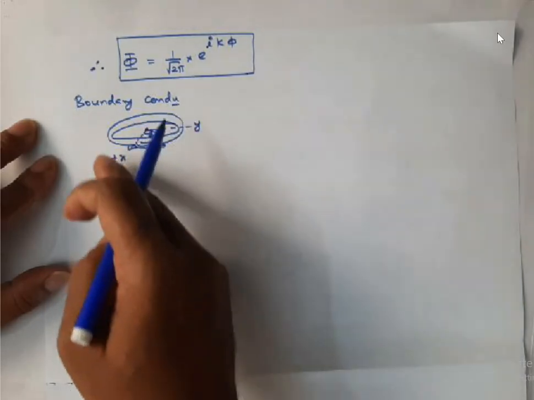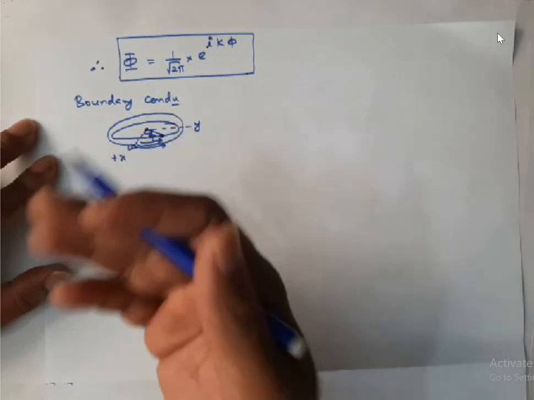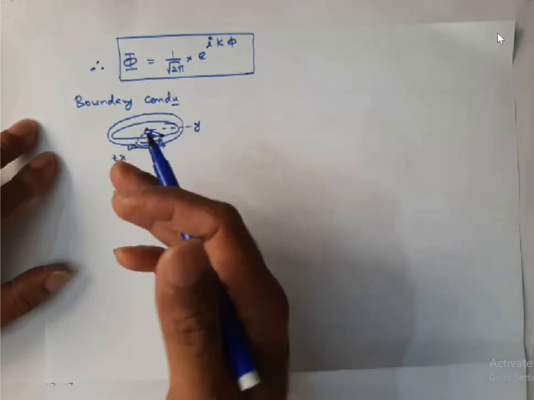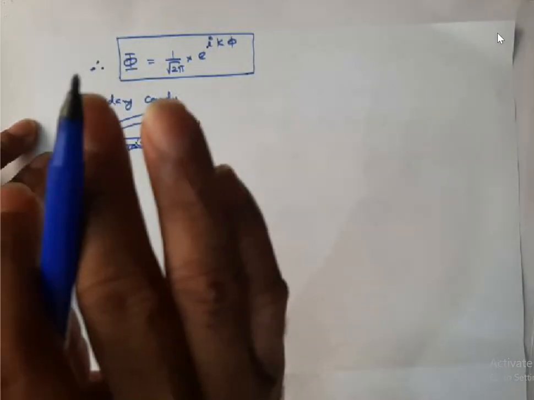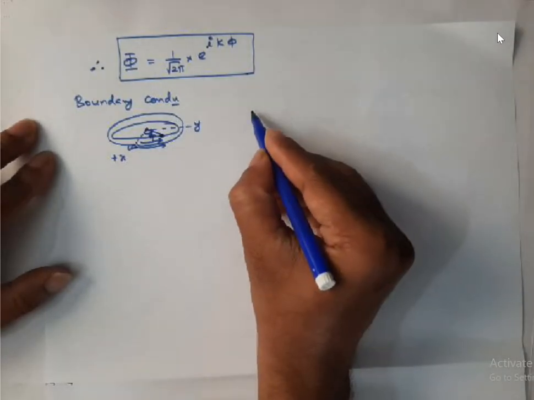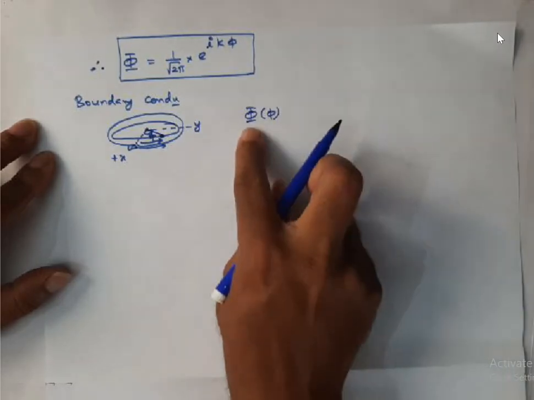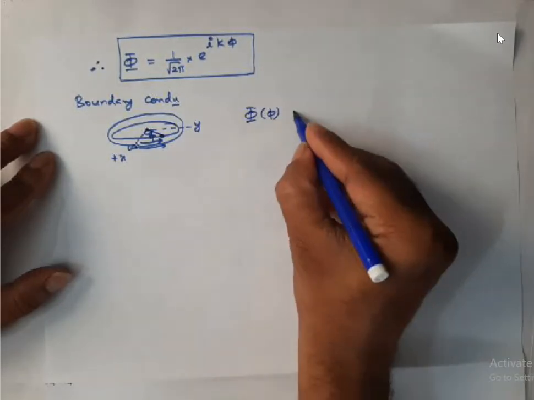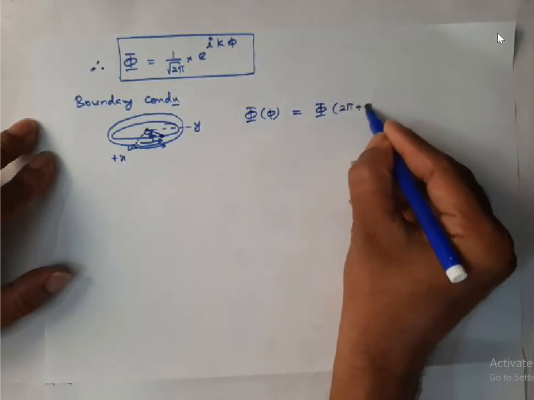The number of rotations, or how many times the particle rotates on the ring, is not important. At each and every point there is a fixed, finite wave function. Therefore the wave function at a particular angle phi should be equal to the wave function at 2 pi plus phi.